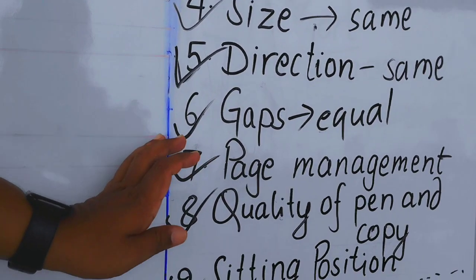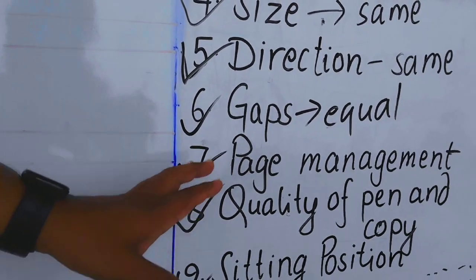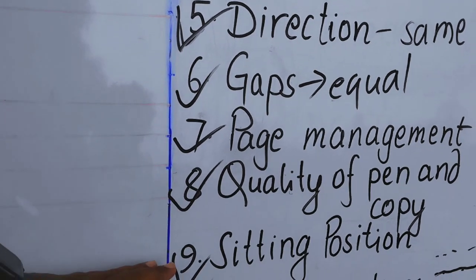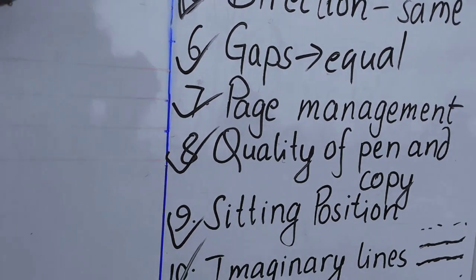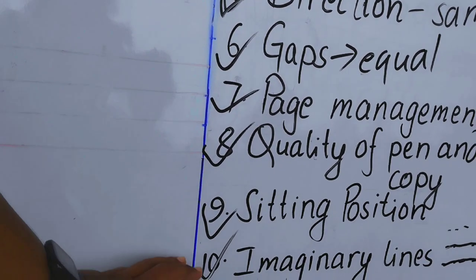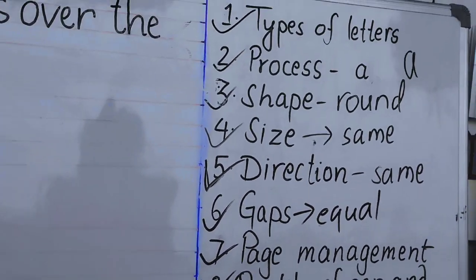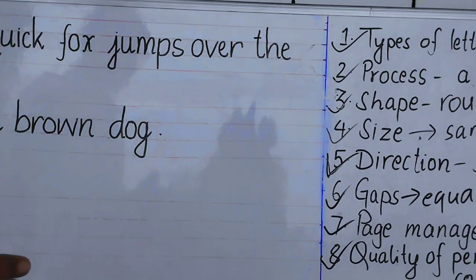You have to write the whole page. Number 8, the quality of your pen and copy matters. You maintain that, and your sitting position or body gesture while writing should be very comfortable, and maintain imaginary lines if you are writing within 2 lines. So there are 2 lines, you just imagine and write.